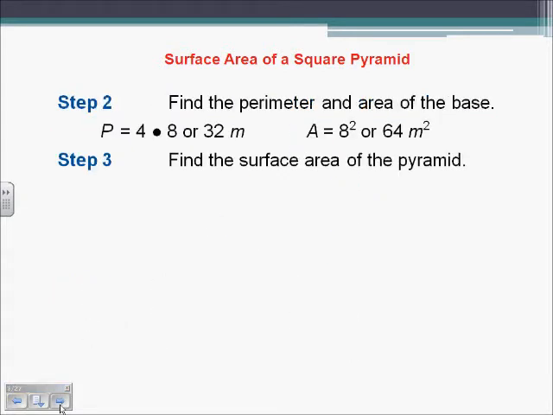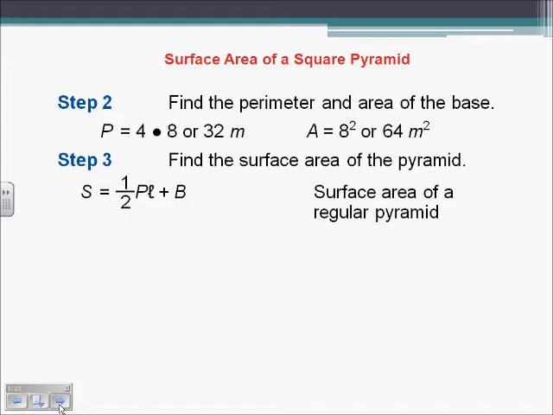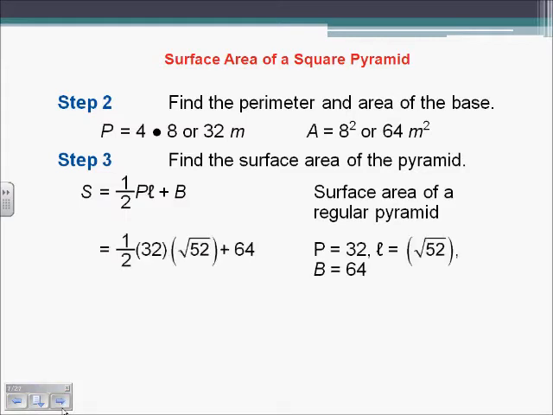So we know those two things. Then we can find the surface area of the pyramid by adding together the area of the base with 1/2 of our perimeter times our slant height. So we're going to have 1/2 of 32 times the square root of 52 plus 64, and that's going to equal approximately 179.4.